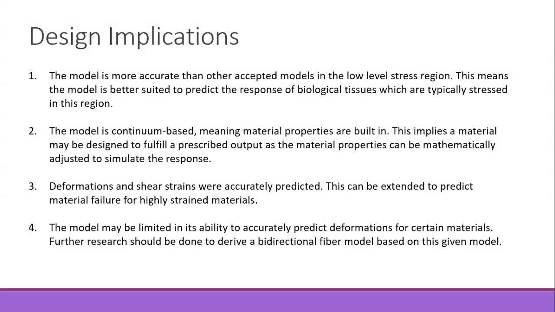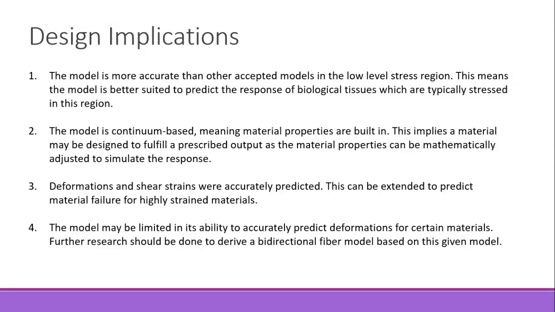So to summarize, the researchers were able to derive stress, strain, deformation, and strain angle, which are definitely important parameters when it comes to design. So as I mentioned, in the low stress region and low strain region, their model was even more accurate than currently accepted models, which for biologic materials such as tissues, arteries, muscles, tendons, ligaments, that is the region where those tissues are stressed. So this model can be used in determining the outcome of those tissues or engineered replacements of those tissues.